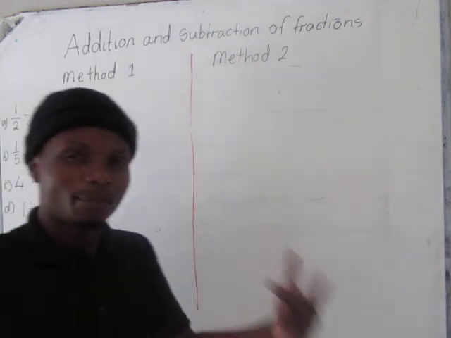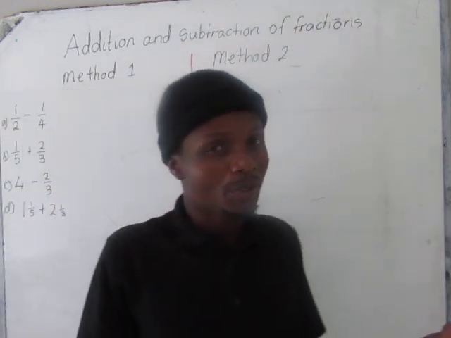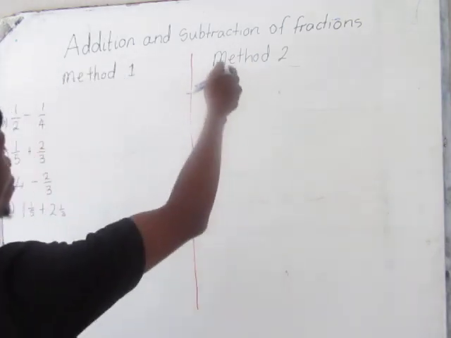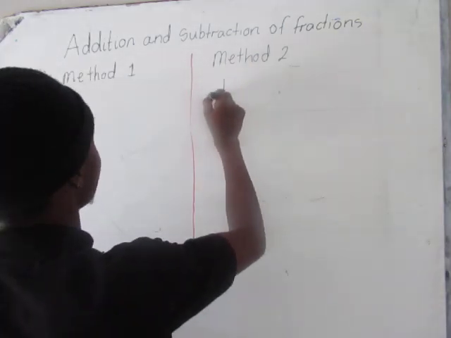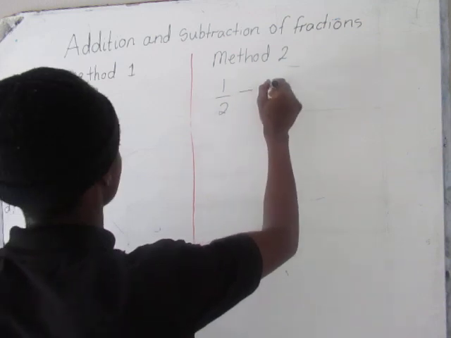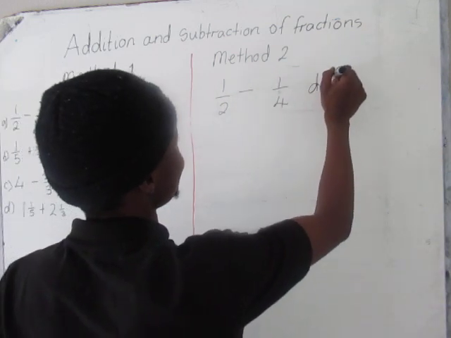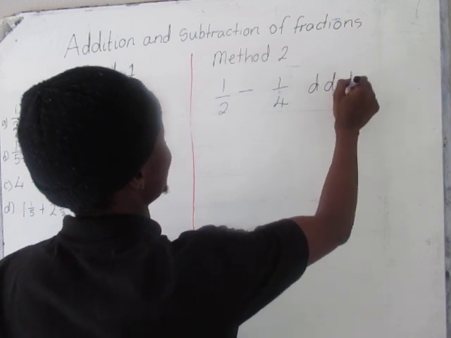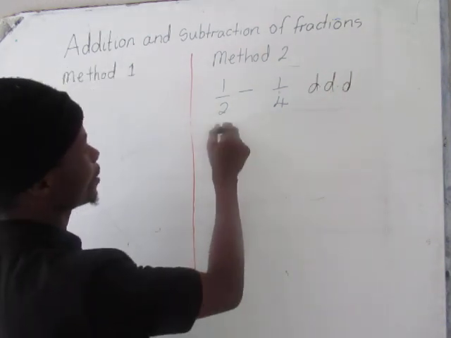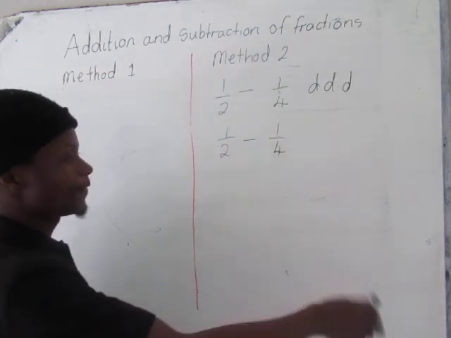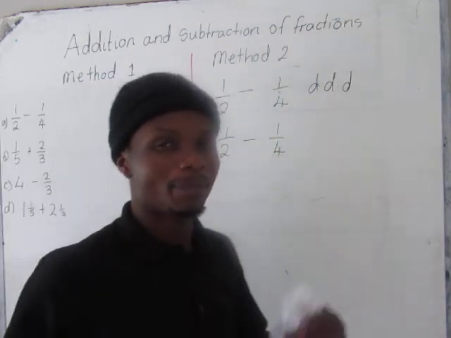So if you think method 1 was pretty difficult, or you want something of a higher level, we have another method in store for you. We have 1 over 2 minus 1 over 4. I normally call it the triple D's. What do I mean? What do we do when you have a situation like 1 over 2 minus 1 over 4? First thing, you multiply.